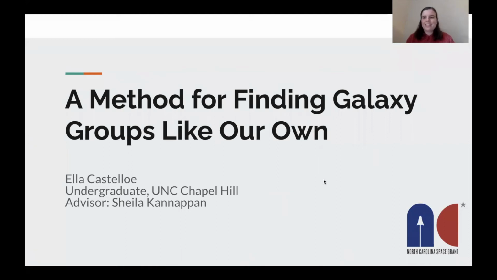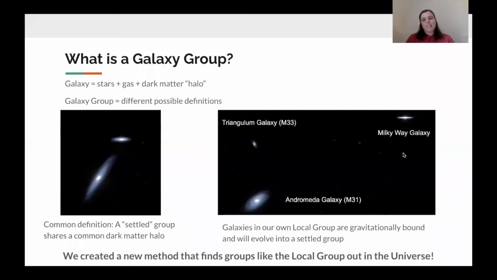My name is Ella Castelloe, and my project has been to develop a method for finding galaxy groups like our own out in the universe. So first, what is a galaxy and what is a galaxy group?